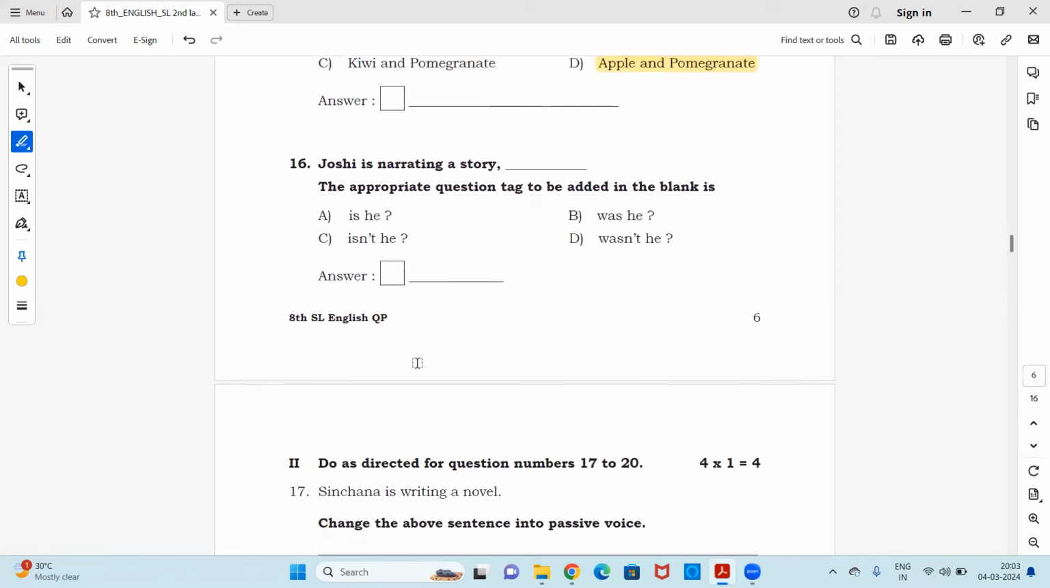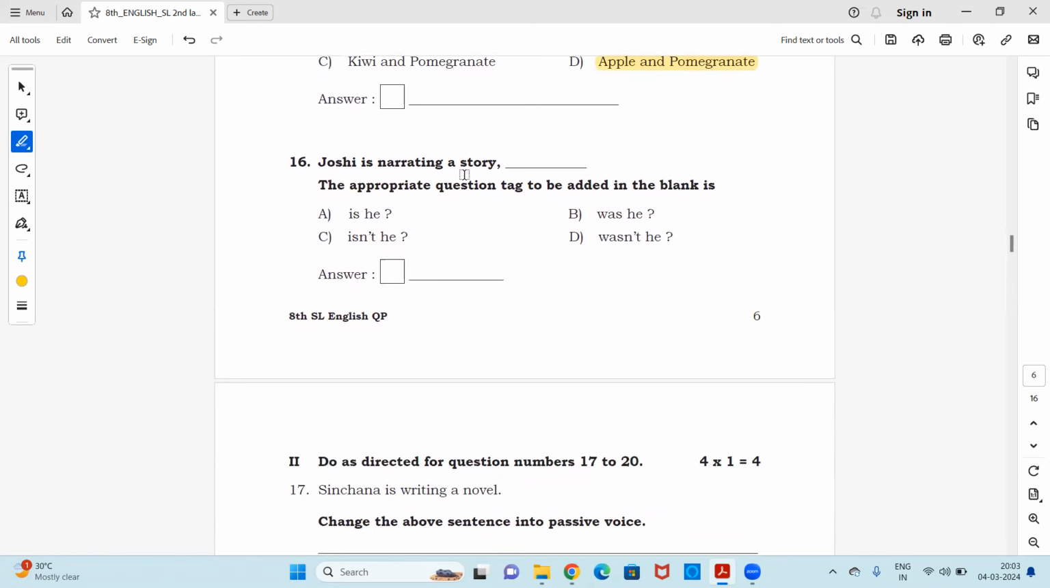Okay, fine. Next, Joshi is narrating a story. The appropriate question tag to be added in the blank is: he, was he, isn't he, or wasn't he?